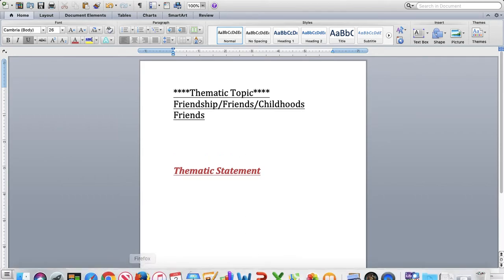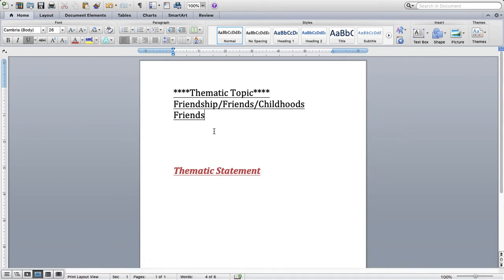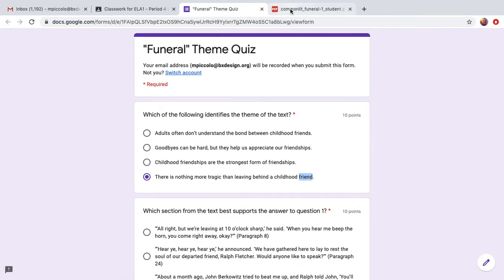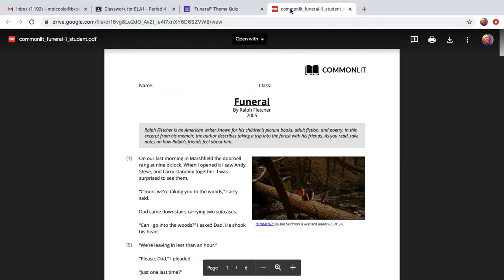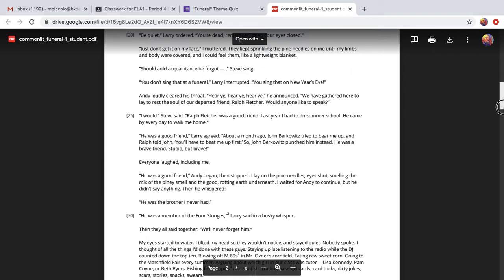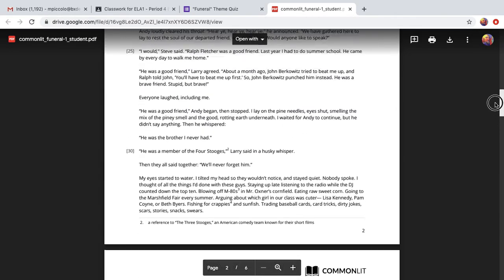So now I have to figure out what's the thematic statement? What is the author trying to say about these things? So I'm going to go back to my text, right? And I'm going to read through it again. I'm not going to read it aloud again. You guys have access to that other video where you can go back and hear me read it aloud and break it down step by step. I'm just going to summarize it real quick and walk through how I would determine the theme here.